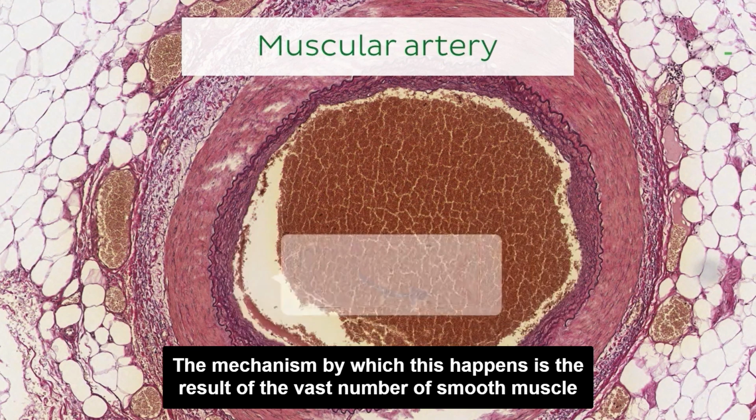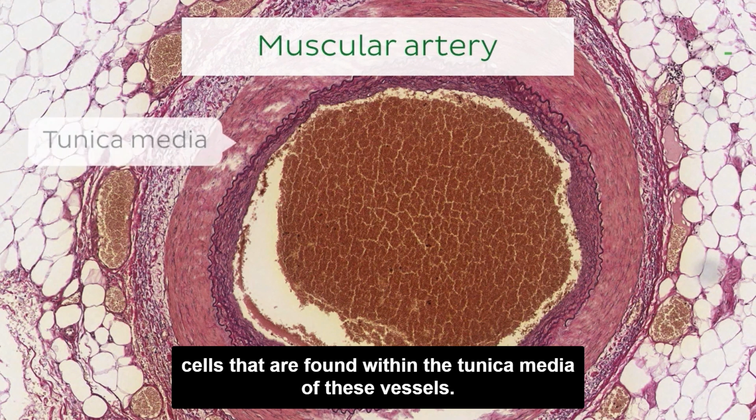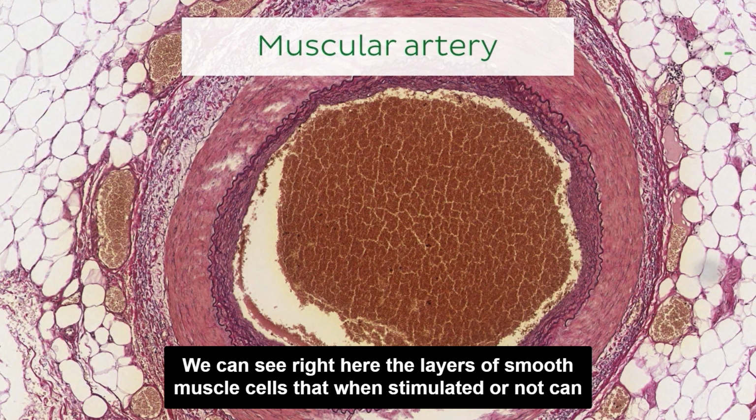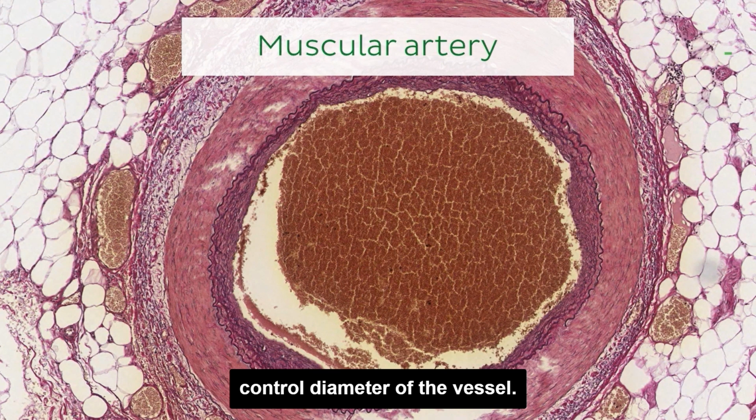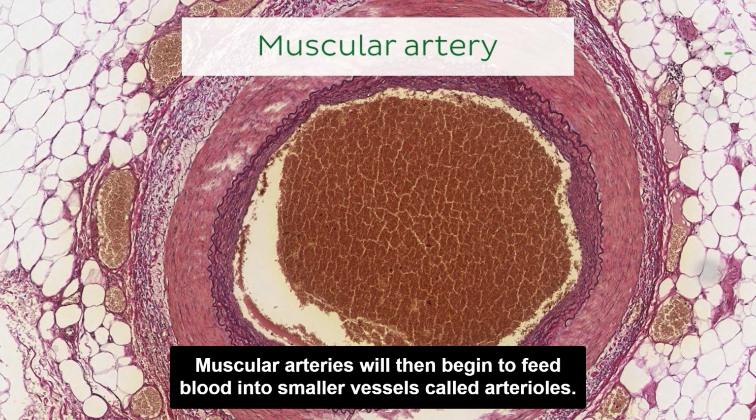The mechanism by which this happens is a result of the vast number of smooth muscle cells that are found within the tunica media of these vessels. We can see right here the layers of smooth muscle cells that, when stimulated or not, can control the diameter of the vessel. Muscular arteries will then begin to feed blood into smaller vessels called arterioles.